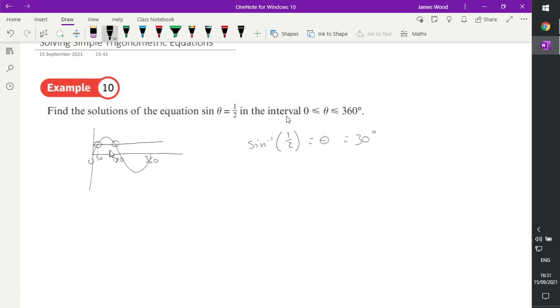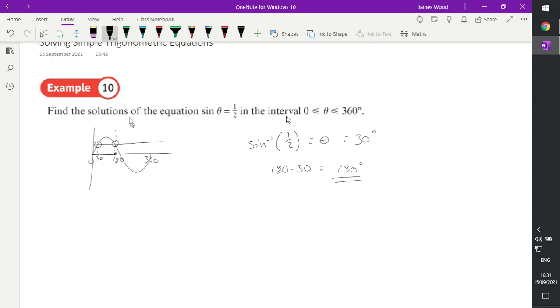Now looking at the graph, it is symmetrical about 180. So this one here is going to be the same gap between 0 and 30 as it is between 180 and this number here. So to find this other solution, I can do 180 minus 30, which is 150 degrees for my other answer.